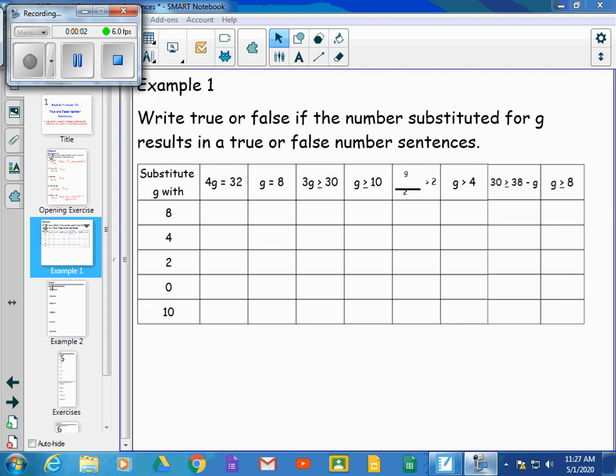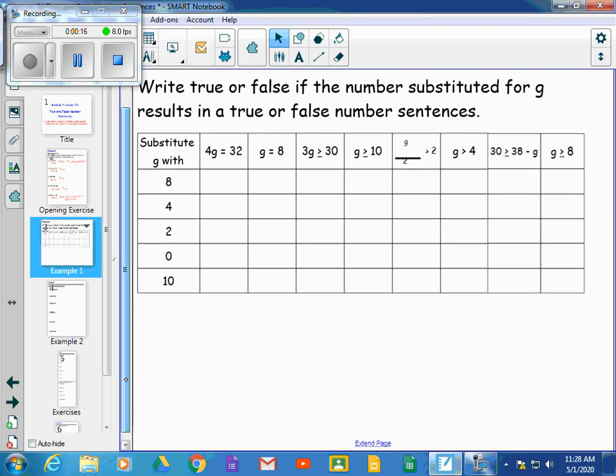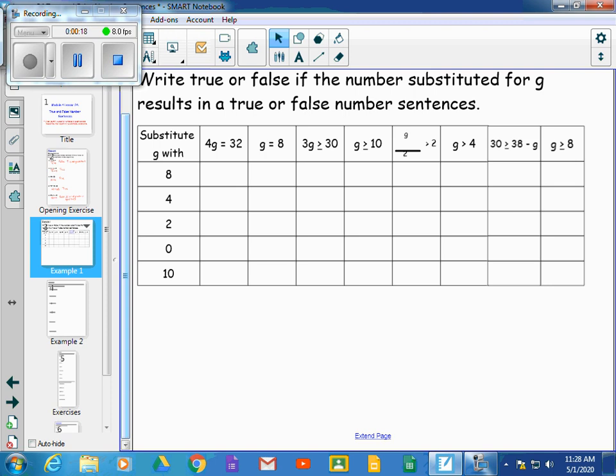Now let's try example 1. The directions say write true or false if the number substituted for G results in a true or false number sentences. So I'm going to do the first row with you where we're going to substitute 8 in for G for each of those and determine if those are true or false.